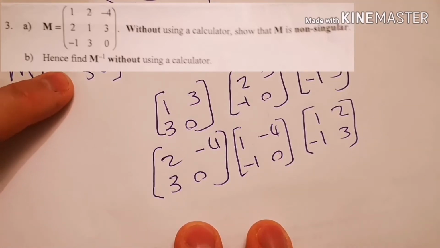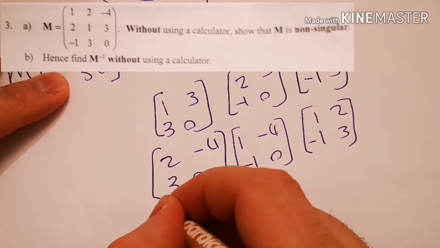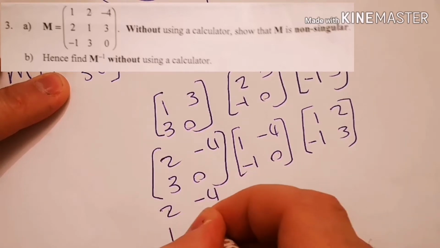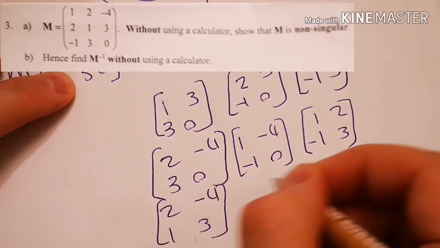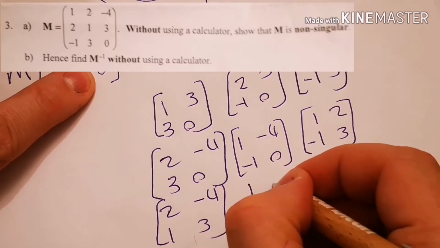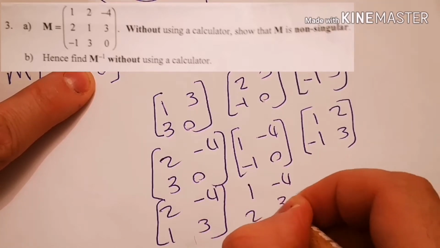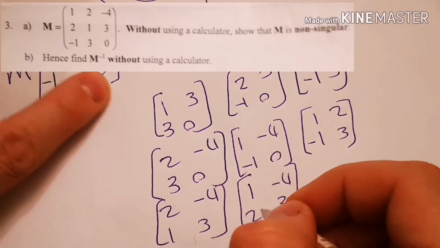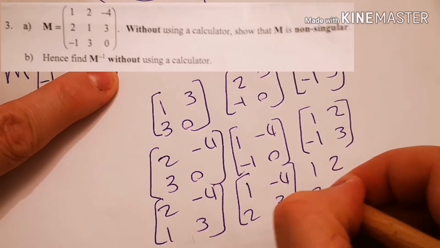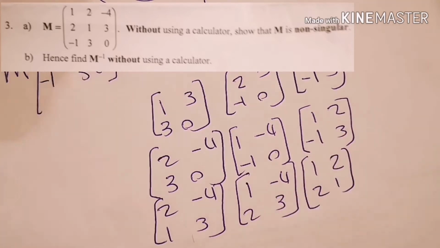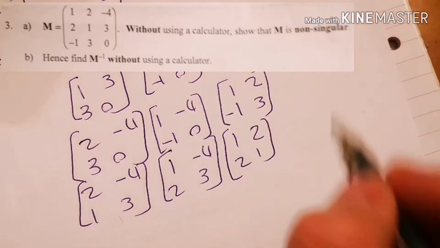And my bottom row, a little bit easier for me to see: 2, minus 4, 1, 3. That one there is 1, minus 4, 2, 3. And my last one is 1, 2, 2, 1. Okay, now I've got to find the determinant of all of these.